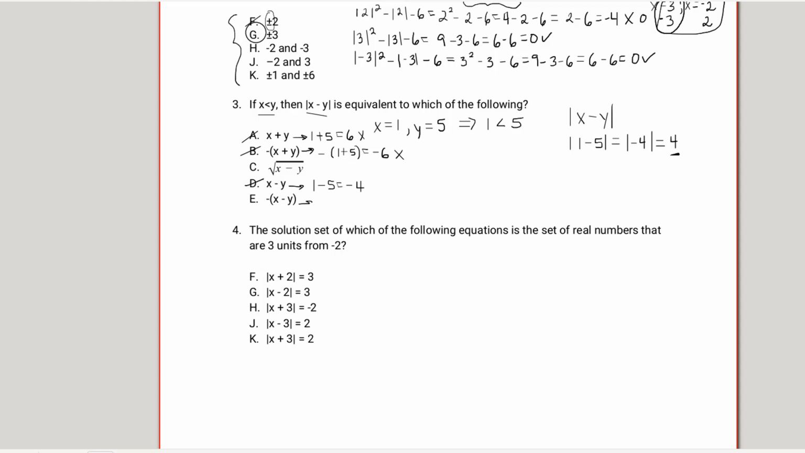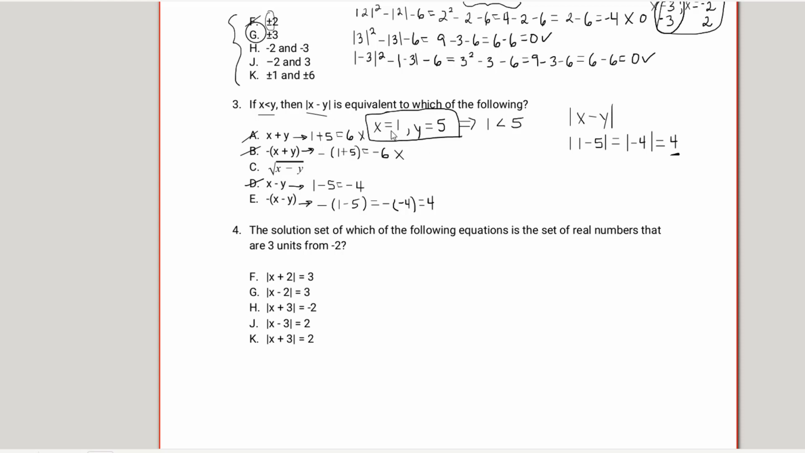And choice E, the only difference is they put a negative in front of the 1 minus 5, which gives us a negative -4, which is +4. Well, that matches what we have. So E is an option as an answer. Now, I say it's only an option. We're not 100% sure, because when we chose our test data, we have to make sure we include all the different possibilities that it may be.